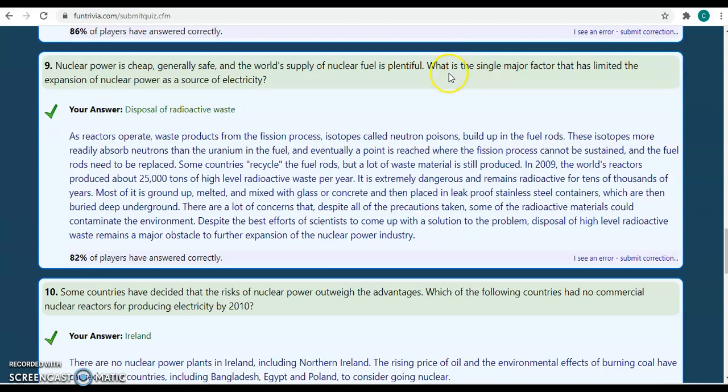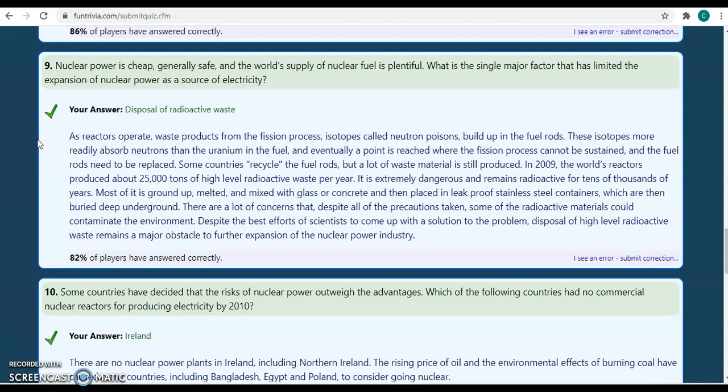But we're asked here in question 9, what is the single major factor that's limited the expansion of nuclear power as a source of electricity? And the answer to that is the disposal of the radioactive waste. The leftover materials from nuclear energy being created remain radioactive and dangerous for a very, very long time, so they cannot just be thrown out like regular waste.